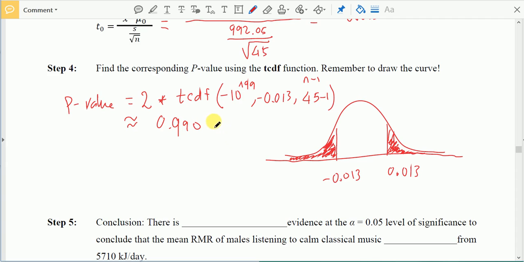If you do the calculation on the TI-84, you should get 0.990, and this one is bigger than the level of significance, 0.05. Because it's bigger than that, we do not reject.